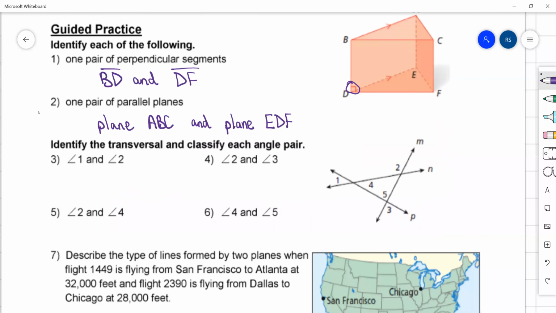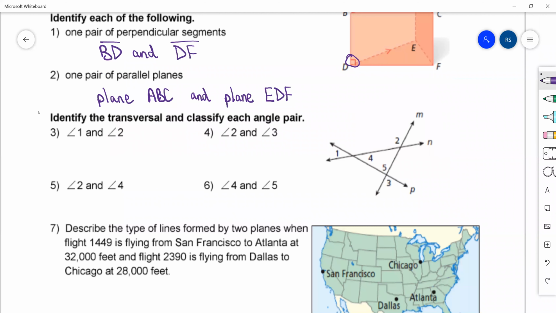Okay, there's those two. Now we need to identify the transversal in the picture and then classify each angle pair. Again, this is like that one we did on the back of the notes where we had 3 lines. And I said we got to cover one up because this is going to get really confusing really quick. So we're going to take the same approach. On number 3, they only ask us about angles 1 and 2. So we're going to cover up this other corner down here so we don't get confused.